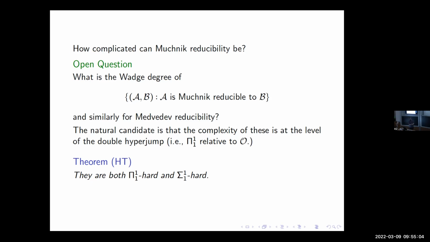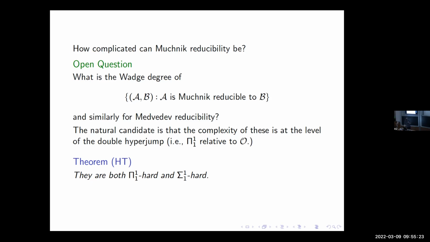So I don't know the answer to this. I have a guess. You might think at first that it's Pi^1_2, because that's what it looks like naively. If you think a bit, you'll see it's actually definitely Delta^1_2. But then if you think about the Scott analysis, it's actually going to be at the level of the double hyperjump.